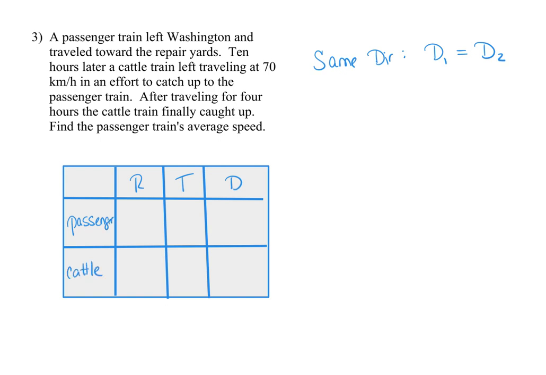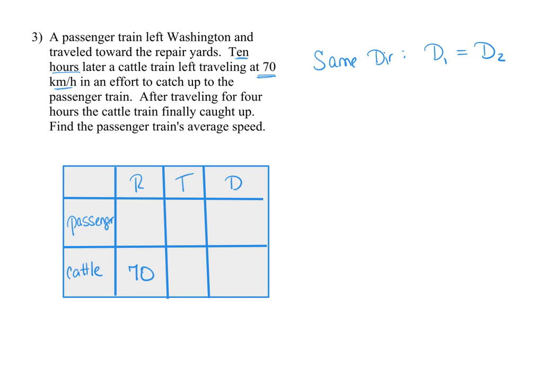I'm going to read through. A passenger train left Washington and traveled toward the repair yards. 10 hours later, a cattle train left traveling 70 kilometers per hour in an effort to catch up. For right now, this 10 hours doesn't help us, right? Because it just says later. How about this 70 kilometers per hour? Which one is it talking about right now? The cattle train left traveling 70 kilometers per hour. That goes where? Cattle and rate.